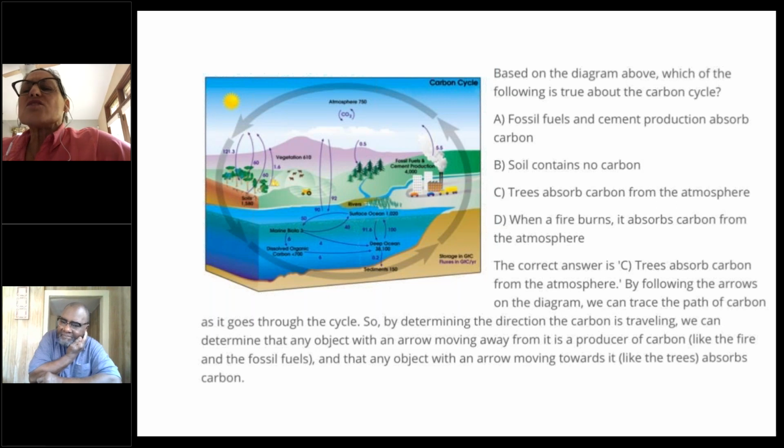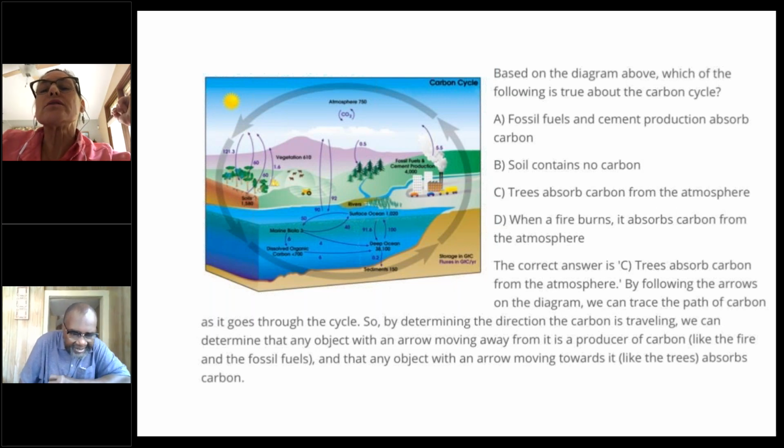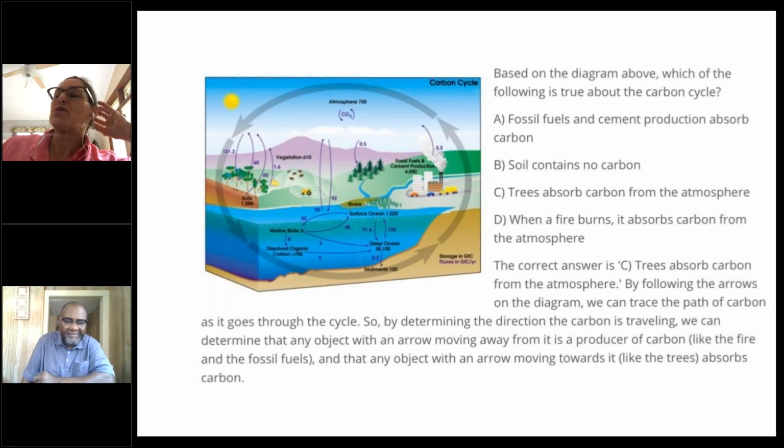B, soil contains no carbon. Well, there's soils. You see that brown part off to the left? It's like a wedge, and it says soils, and it shows some arrows. Which direction are the arrows going? The arrows are going up. So that signifies what's happening with the carbon. Carbon is going up, so it's releasing from the soil. So B, is that true or false? That's false. Soil contains carbon. Okay, excellent.